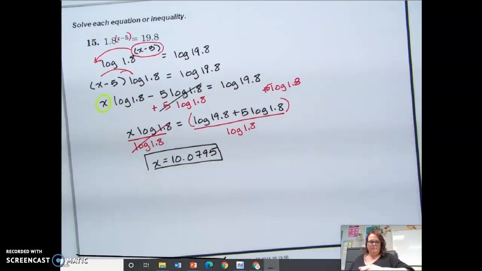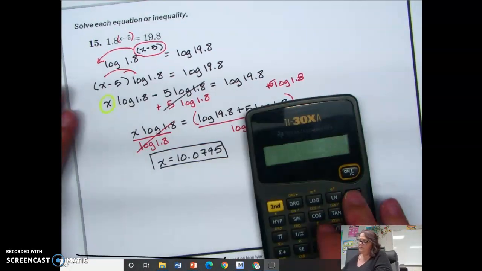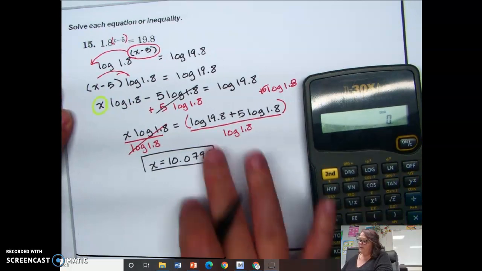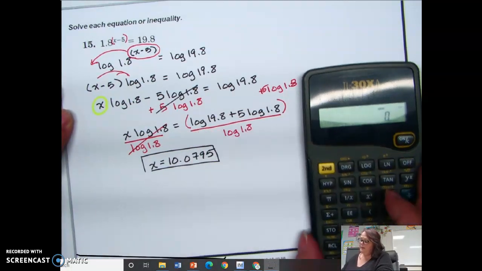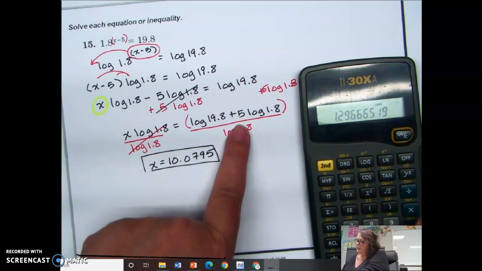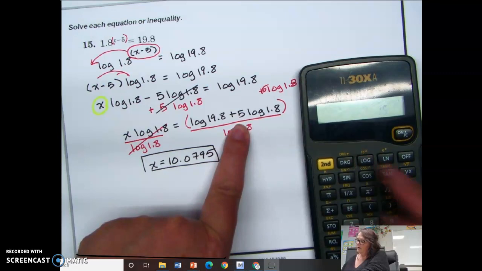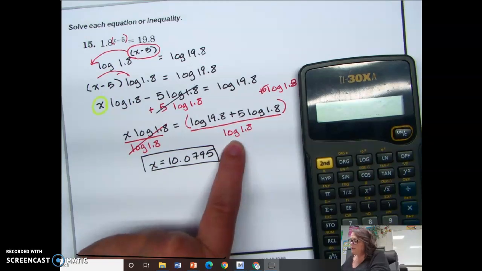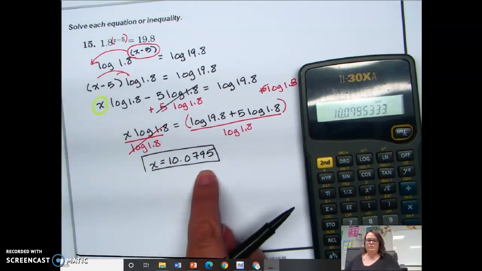Okay, on our backward thinking calculators, I'm going to do parentheses, then I'm going to do 19.8 log, then I'm going to say plus 5 times 1.8 log, close the parentheses, divided by 1.8 log gives me 10.0795. So we get to the same answer.